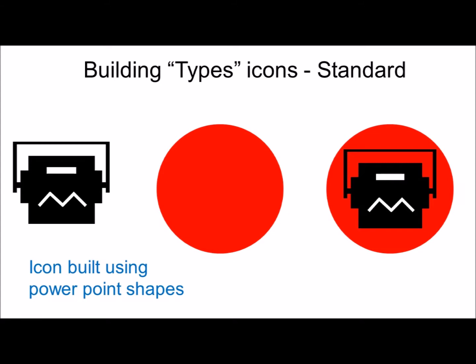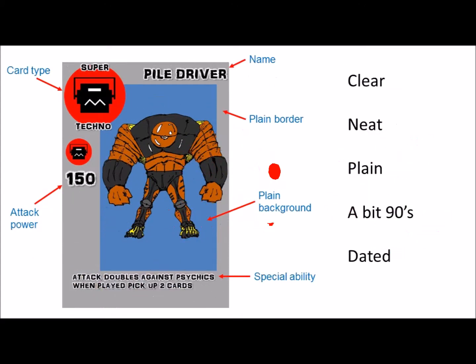So here we have a card. You've got the card type there in the left hand corner, attack, power, name, plain. I've put a plain border there, plain background, and special ability. You can see that it's very clear and neat, but it's also plain and a bit 90s and dated. So I think a lot of cards can be like this, and just with a little improvement it can be made a lot better.